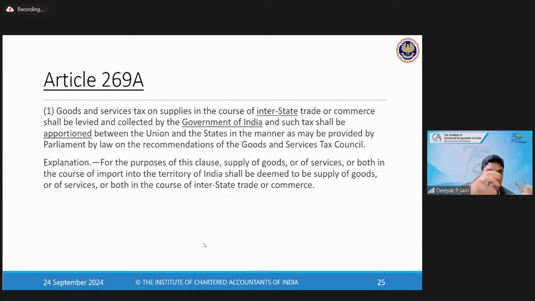So 269A is a new article. It says that any interstate taxes we are collecting, we will not only keep it, because already when you're making intrastate transactions, the central government is getting 50% from all the states. So that is enough for them. Now these integrated taxes we will not keep. What we will do is transfer it, and what is left, we will distribute between the center and state in a decided proportion.